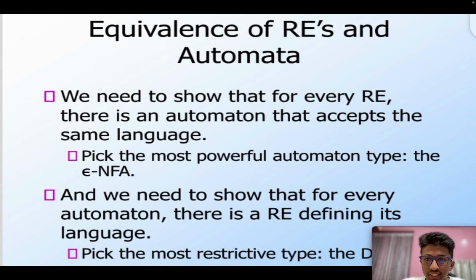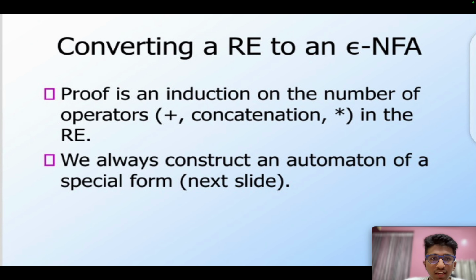Equivalence of regular expressions and automata. We need to show that for every regular expression there is an automaton that accepts the same language. Pick the most powerful automaton type, that is epsilon-NFA, and we need to show that for every automaton there is a regular expression defining its language. For this, consider a DFA. Converting a regular expression to an epsilon-NFA, the proof is by induction on the number of operators in the regular expression. We always construct an automaton of a special form.